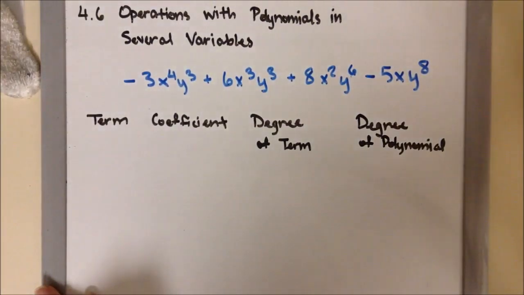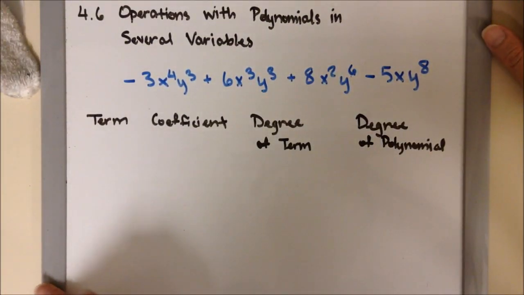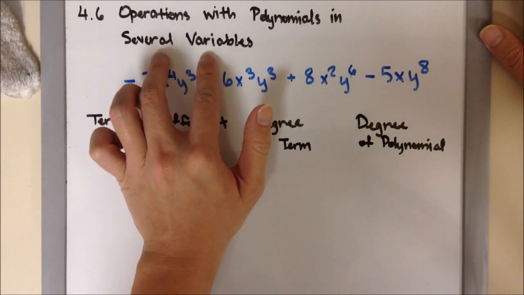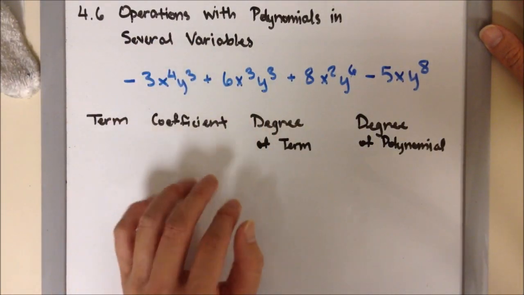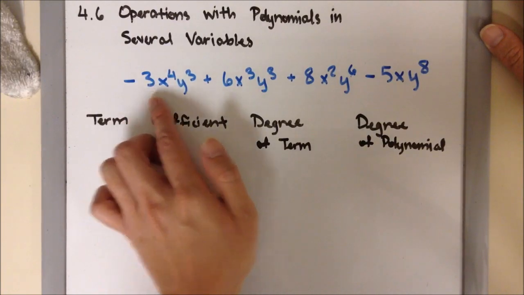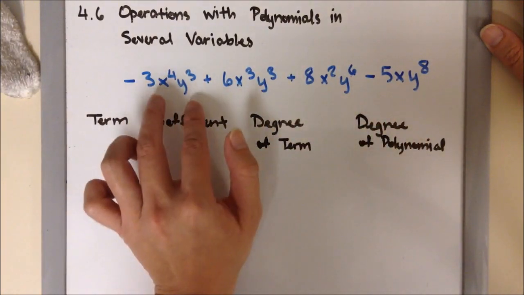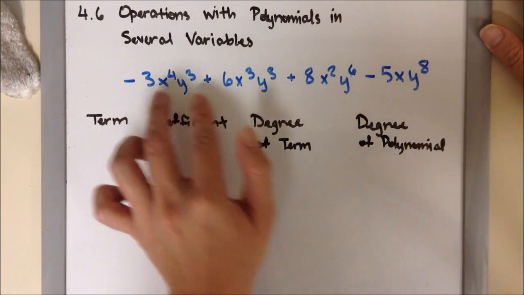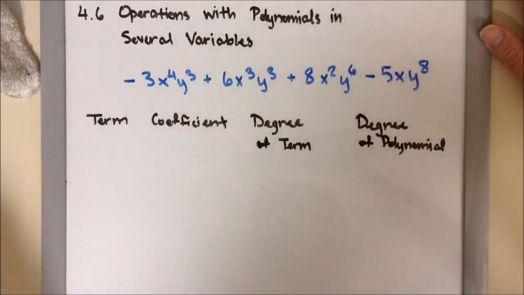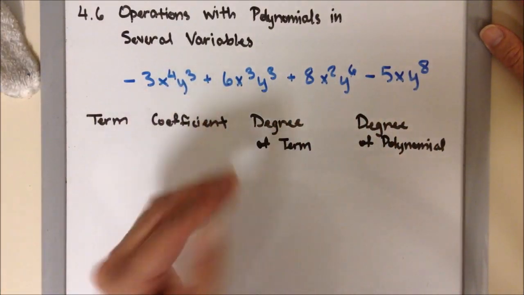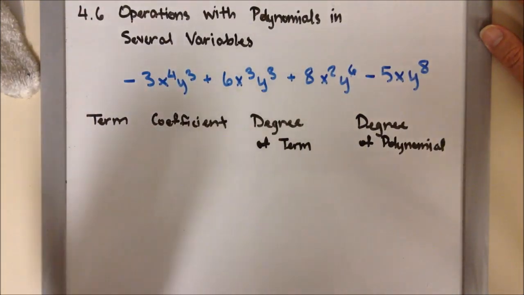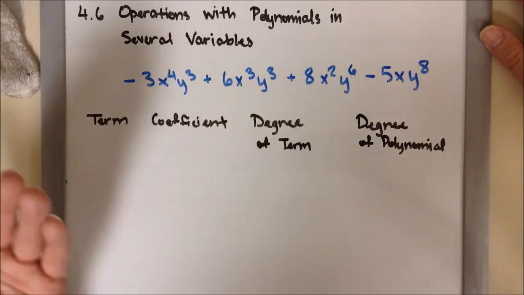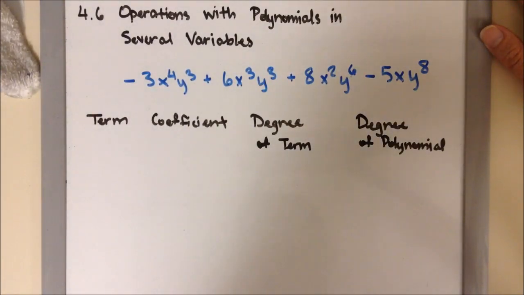Welcome to section 4.6, Operation with Polynomials and Several Variables. So what I mean by several variables is that you're going to be working with more than one variable. So take a look at this example here. Notice how you have x and y for each term, meaning that we're going to be working with at least two variables, but mainly with two variables. But be prepared in any event, you're going to be working with, say, 3 variables or 4 variables.